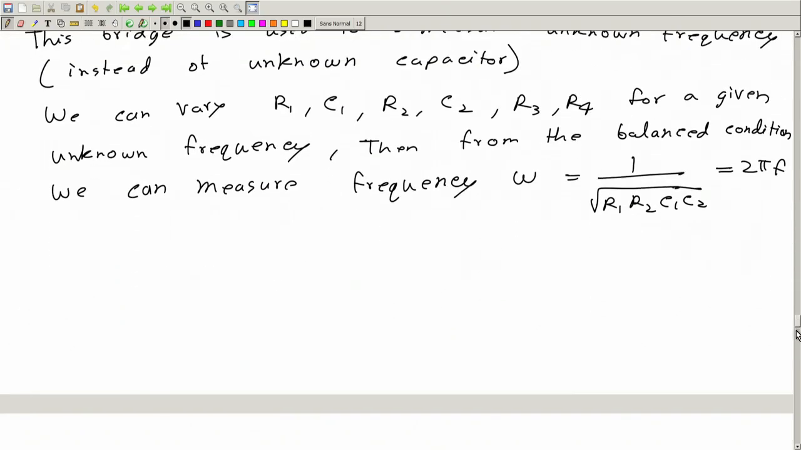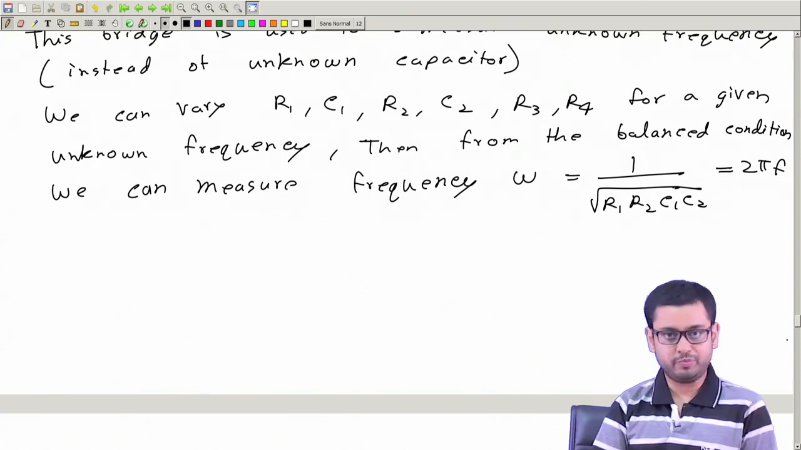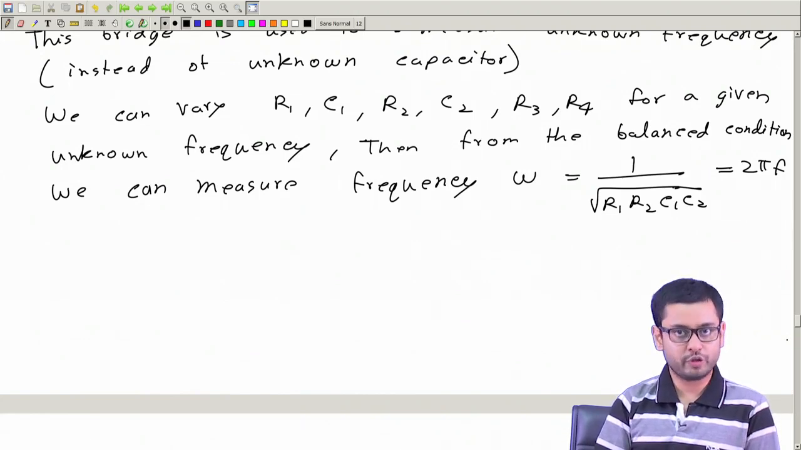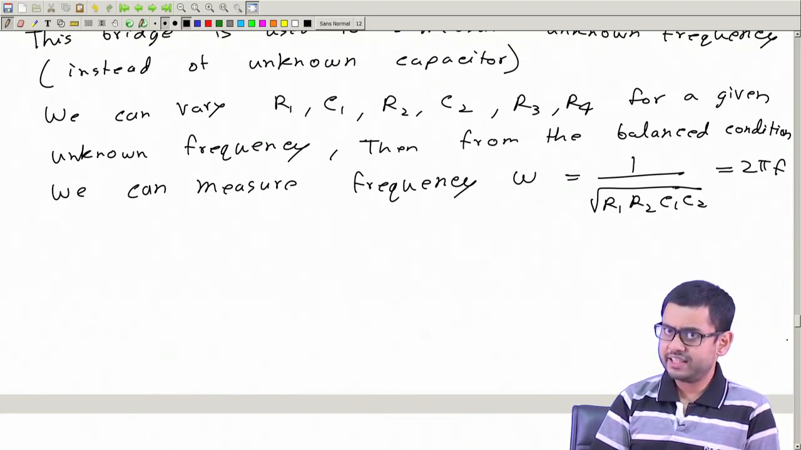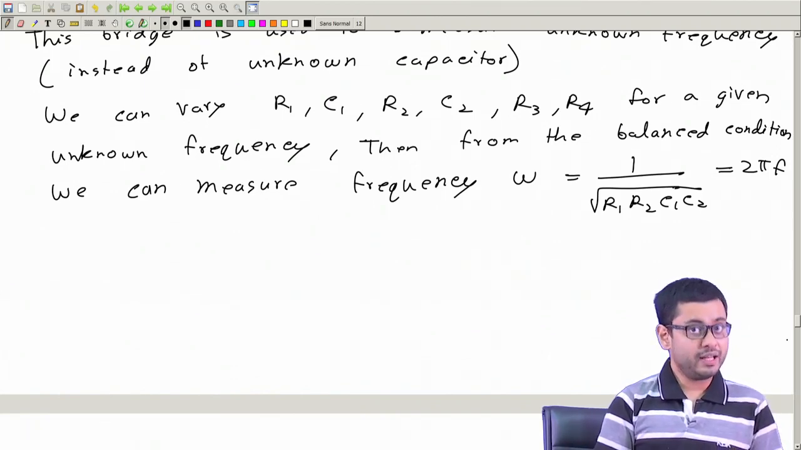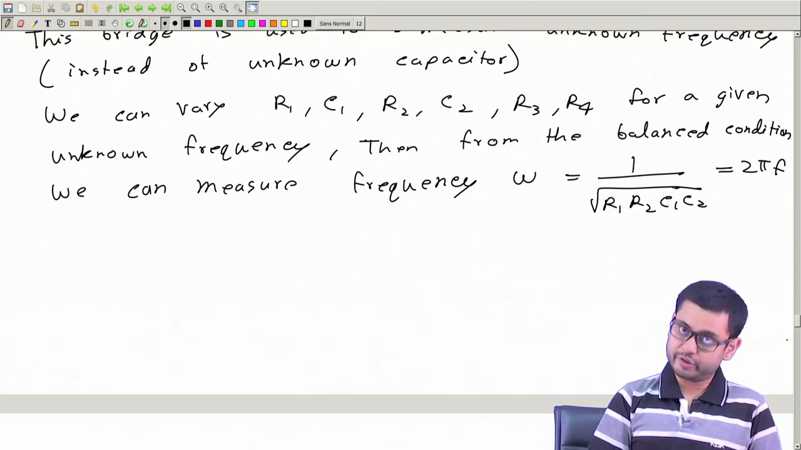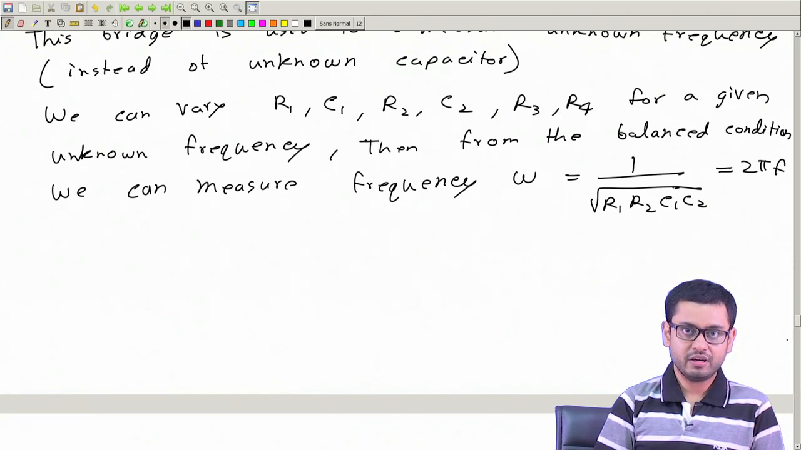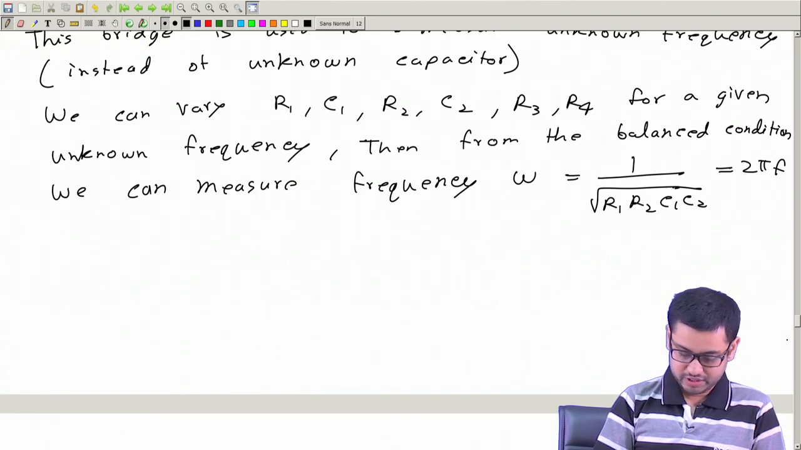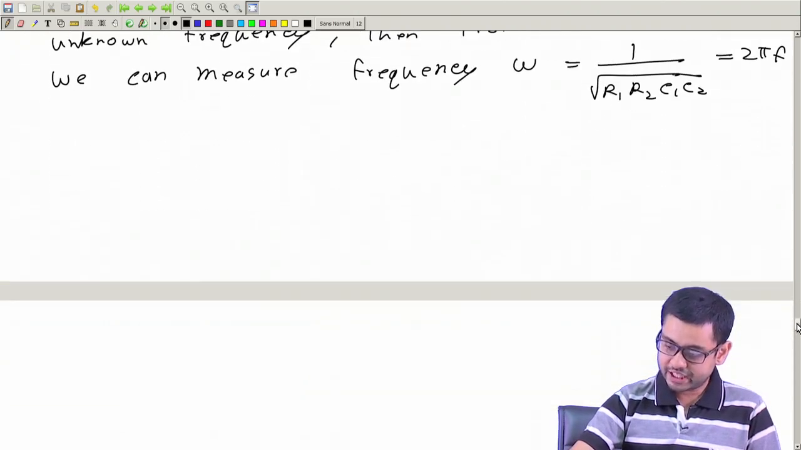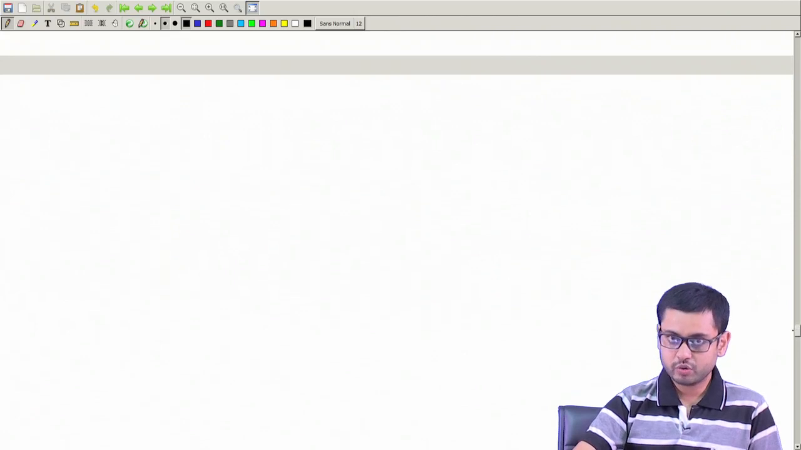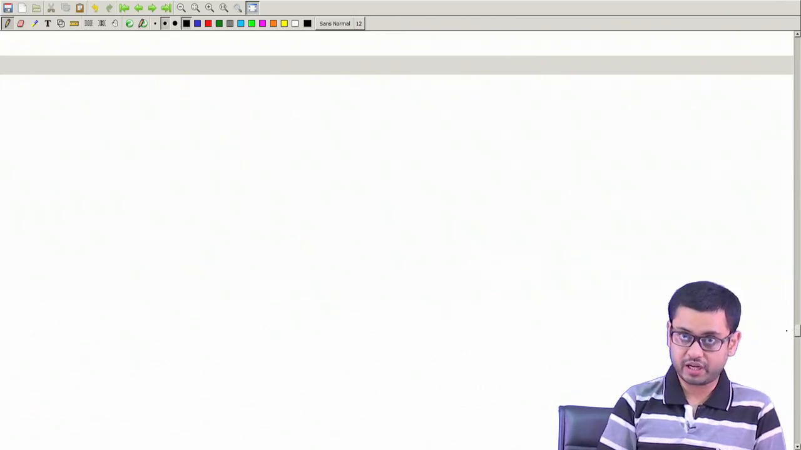So, the lessons are, there are bridges which are not simple product and ratio bridges. There are special purpose bridges like this Wien bridge, which is used for frequency measurement. Another lesson is that if the bridge is not a nice product or ratio bridge, the balance equation becomes difficult to find, but we can still find it using the first principle Z1 by Z2 equal to Z3 by Z4, and so on. Okay. Now, there are also other bridges which are again not simple product and ratio bridges.